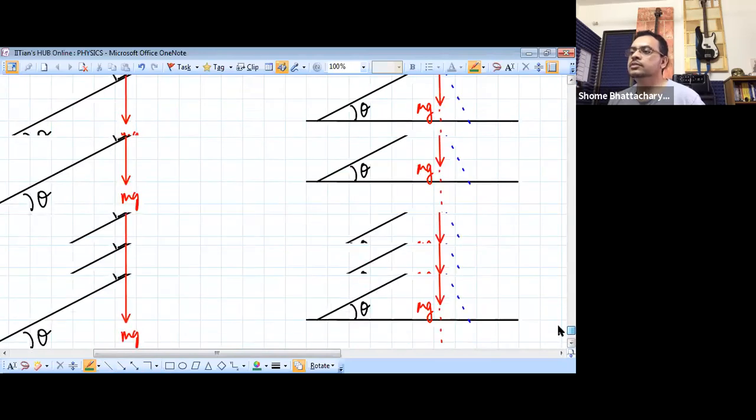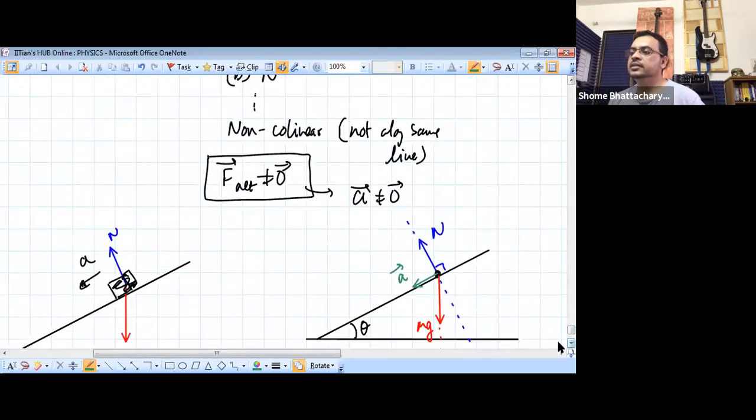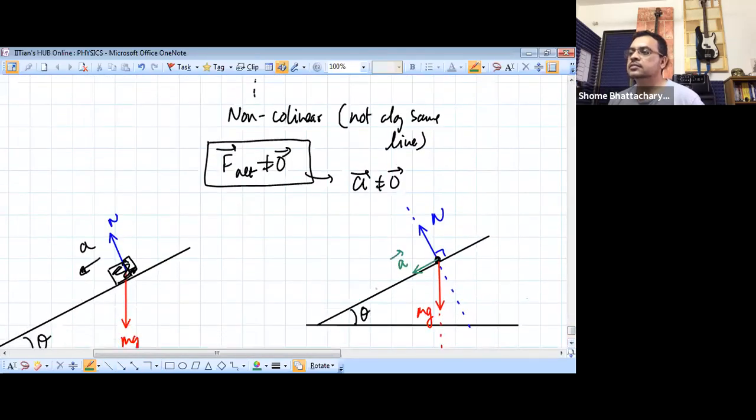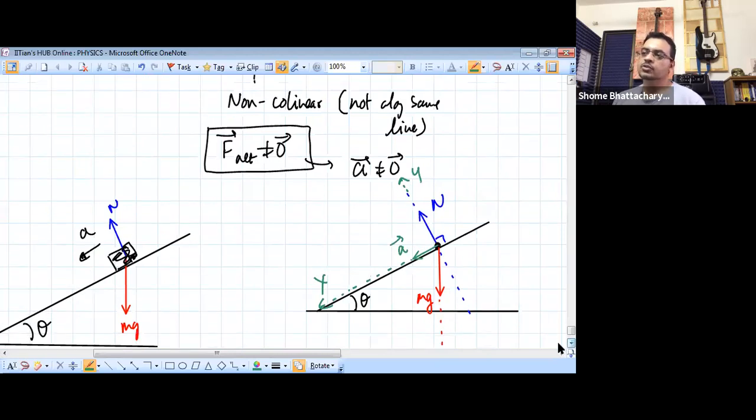So we will take the direction of our acceleration vector as our x-axis. We'll take this direction as our x-axis, and we'll take the direction perpendicular to it, that is this one, as our y-axis. And next we'll resolve the forces along the x and y axes. So the normal reaction is already along the y-axis, but mg has got both an x component and a negative y component. So the next step is very important.